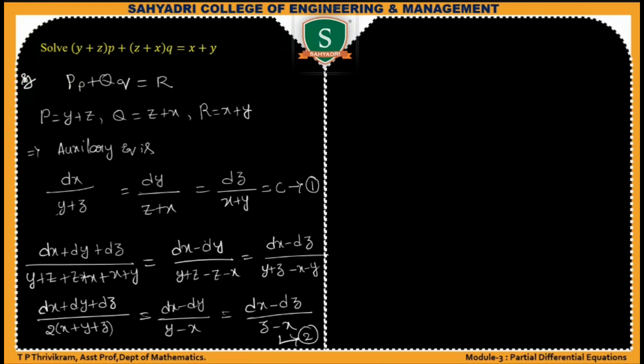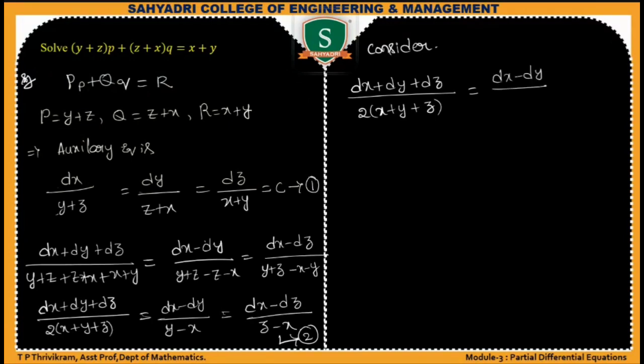Now consider two terms at a time. Consider (dx plus dy plus dz) divided by 2 into (x plus y plus z), which is equal to (dx minus dy) divided by (y minus x). You can write this as minus of (x minus y) also.